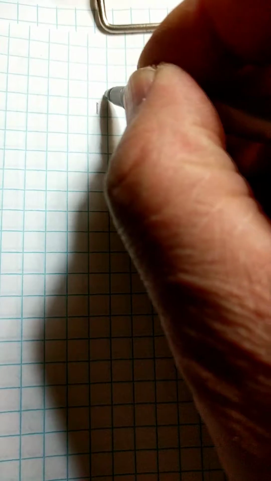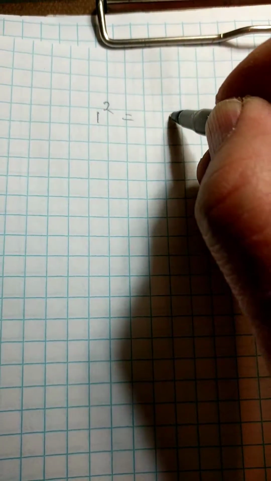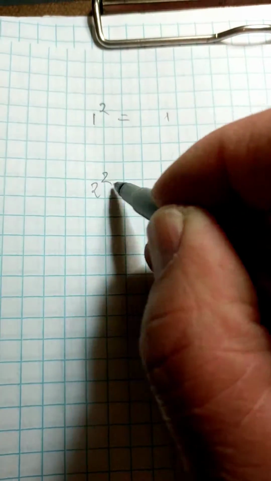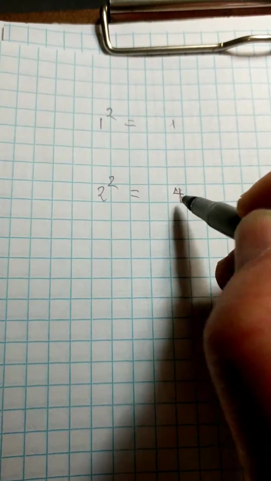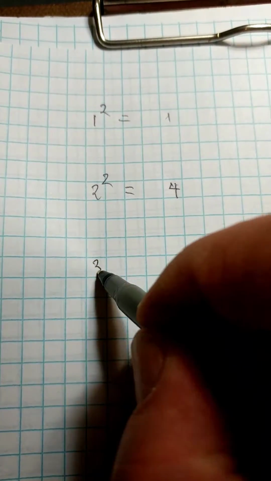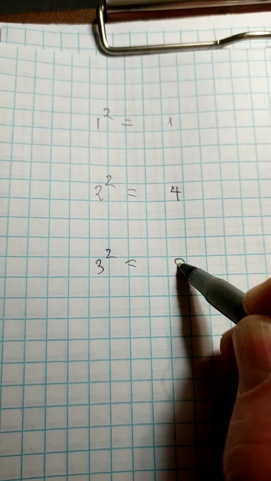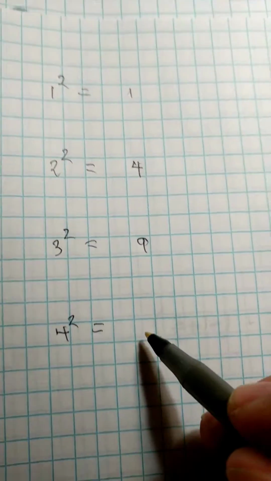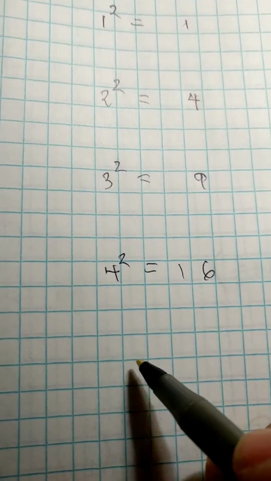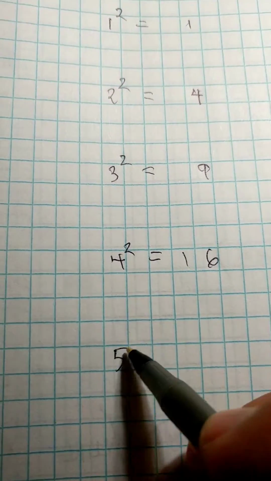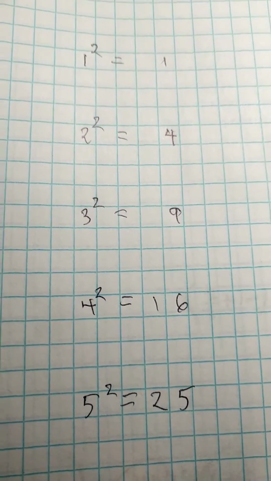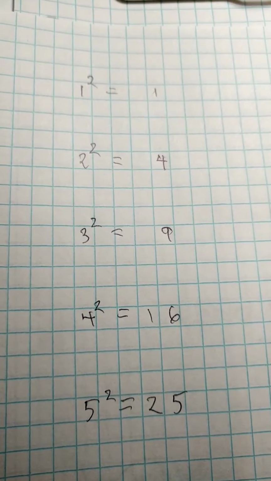Well, you know your perfect squares. 1 squared equals 1. 2 squared equals 4. 3 squared equals 9. 4 squared equals 16. And 5 squared equals 25. You can go higher than that. 6 squared is 36. You know your perfect squares.